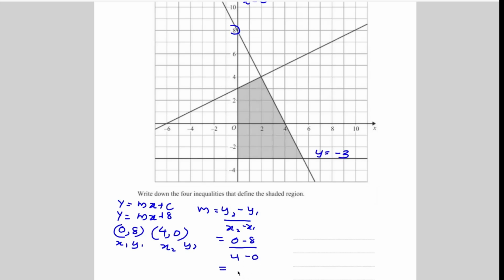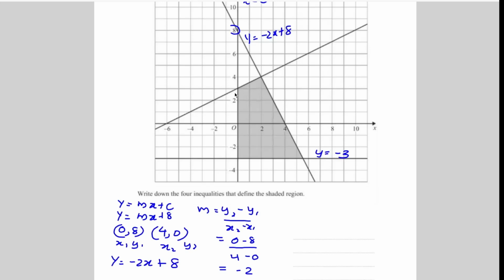Then it is minus 2. So the gradient of this line is minus 2. Then the equation we are getting is y equals minus 2x plus 8. So the equation of this line is y equals minus 2x plus 8. Now we need to get the gradient of this line as well.